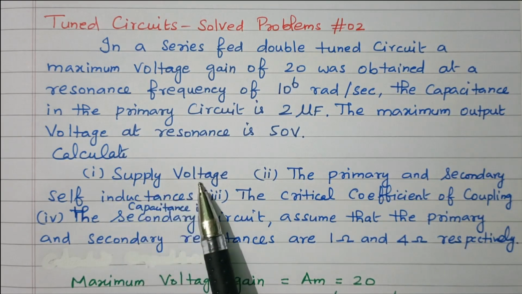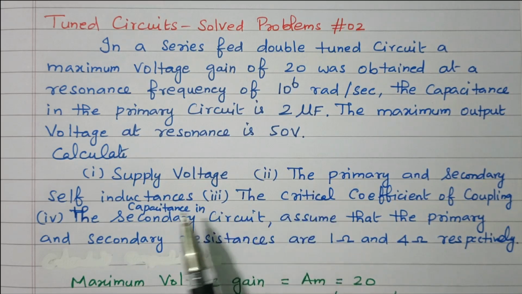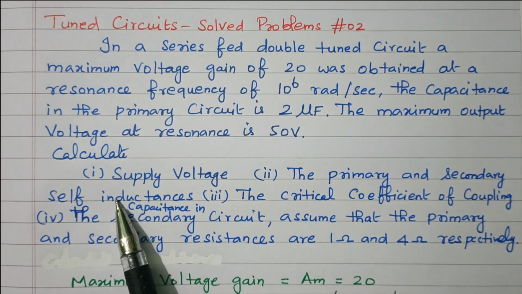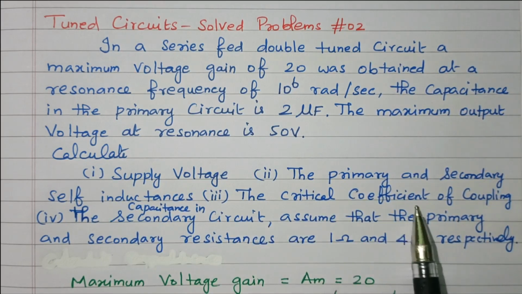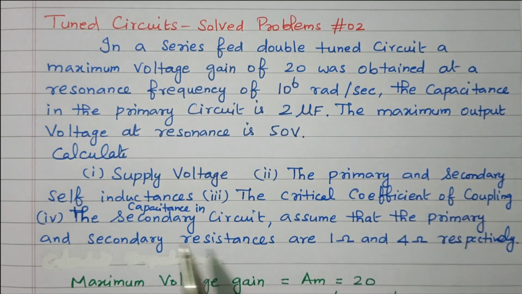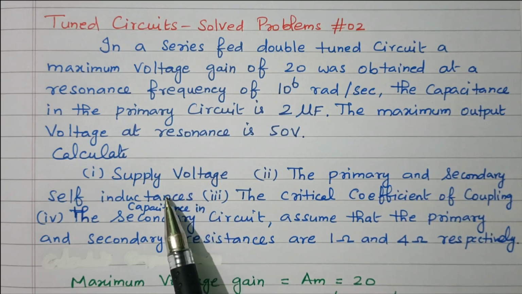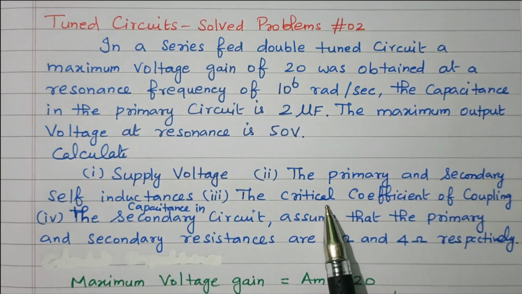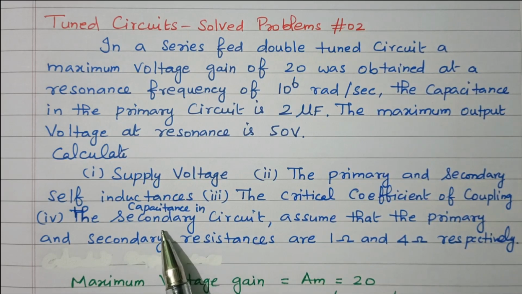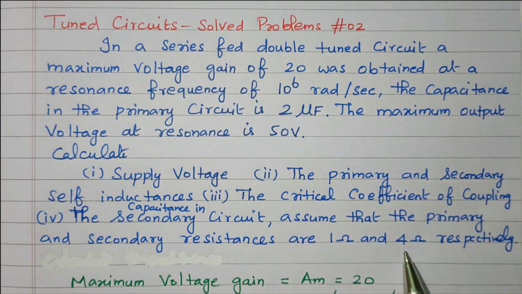First one is the supply voltage. Second one, the primary and secondary self-inductance, L1 and L2. The critical value of coupling coefficient, Kc. The fourth one is the capacitance in the secondary circuit. Assume that the primary and secondary resistance are 1 ohm and 4 ohm respectively, right? So we need the supply voltage, inductances L1, L2, critical coefficient of coupling Kc, and the secondary circuit capacitance C2. One more data available is R1 and R2. R1 is 1 ohm, R2 is 4 ohm.